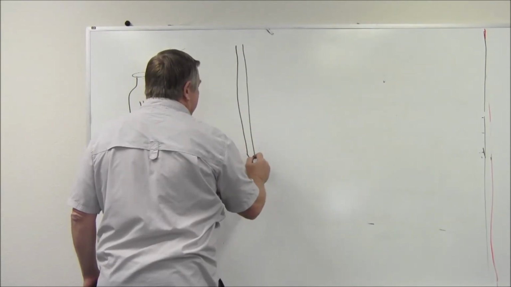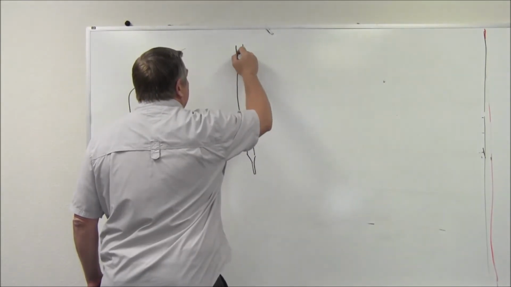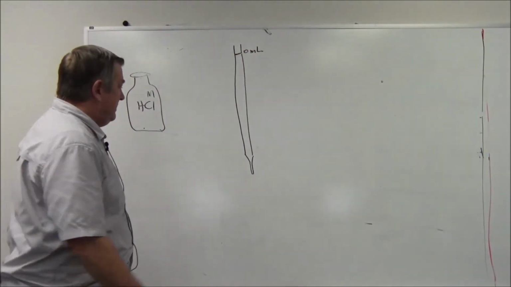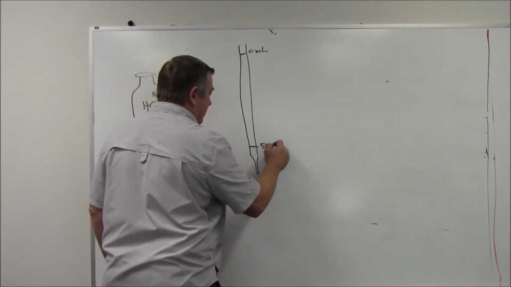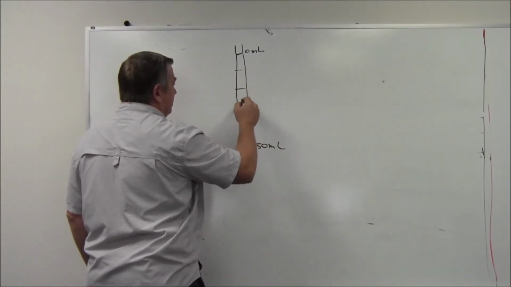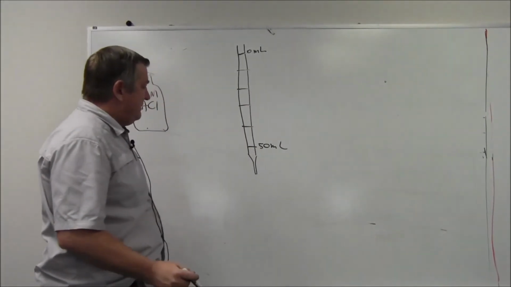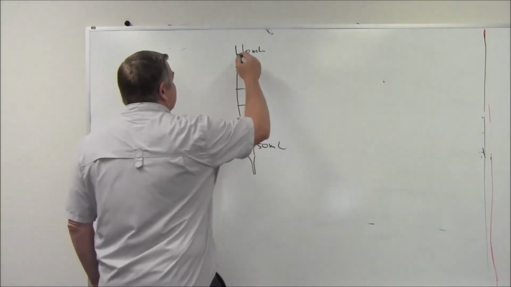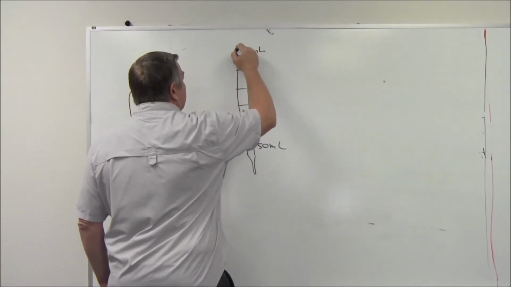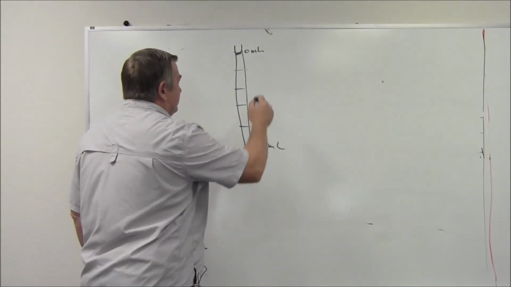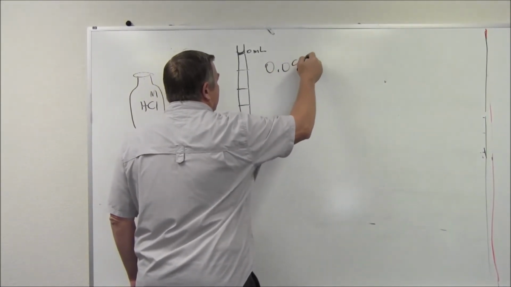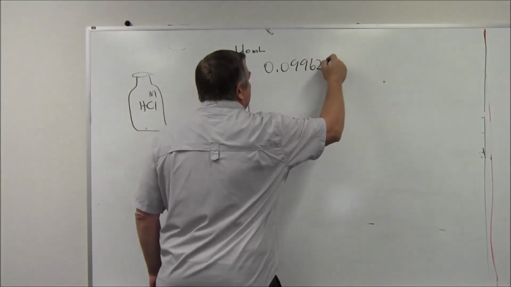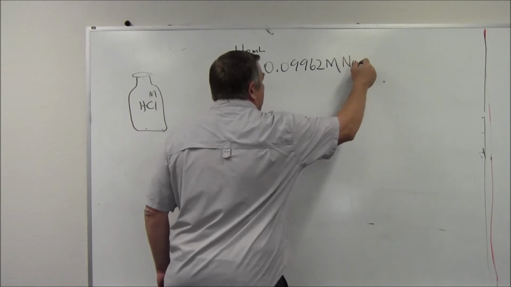We're going to take a 50 milliliter burette. It's going to say 0 at the top, 0 milliliters. And there's going to be a 50 line down here. And there'll be like 10, 20, 30, 40, 50. And then there'll be individual milliliter lines. Okay? And we're going to fill this with our known sodium hydroxide solution. So we're going to fill this with 0.09962 molar NaOH.